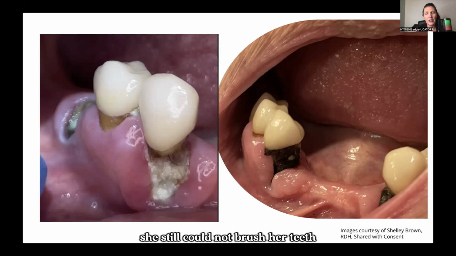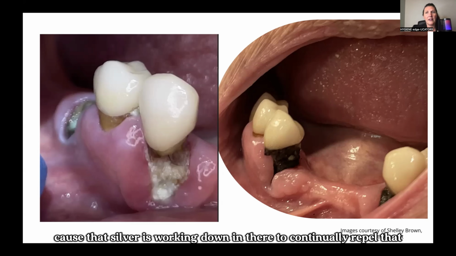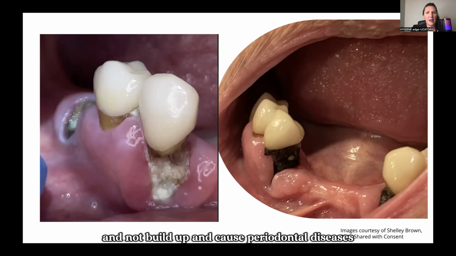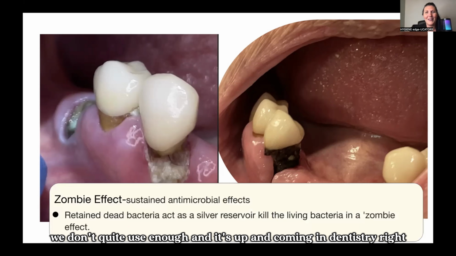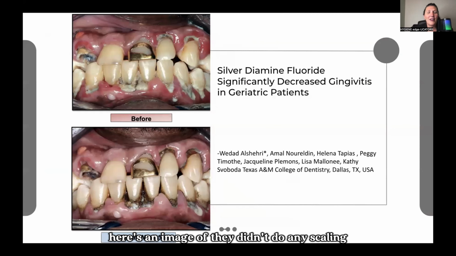She had a stroke. She still could not brush her teeth, but you can see there's no biofilm there. Also, the gingival tissues look great. I mean, I did periodontal therapy on these areas too, but you can see that there's no biofilm because that silver is working down in there to continually repel that and not build up and cause periodontal diseases at the same time as caries. So it's really an amazing product that we don't quite use enough, and it's up and coming in dentistry, right? Here's an image.